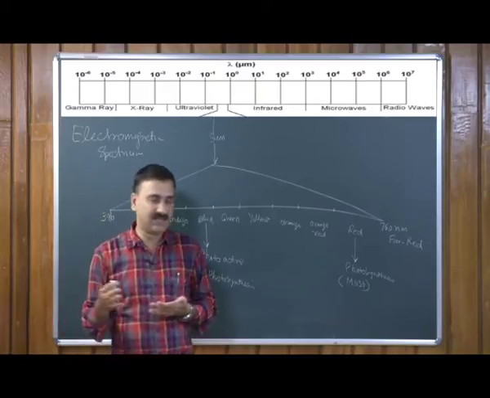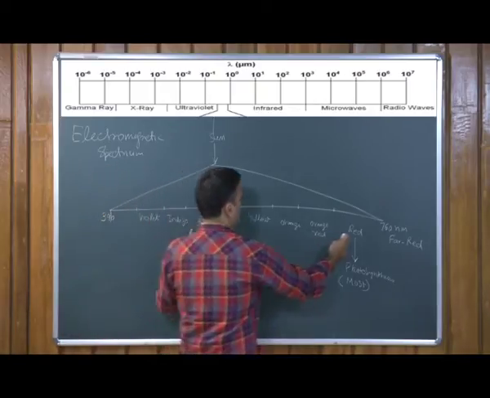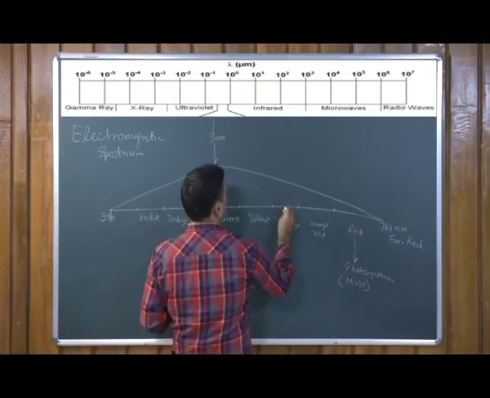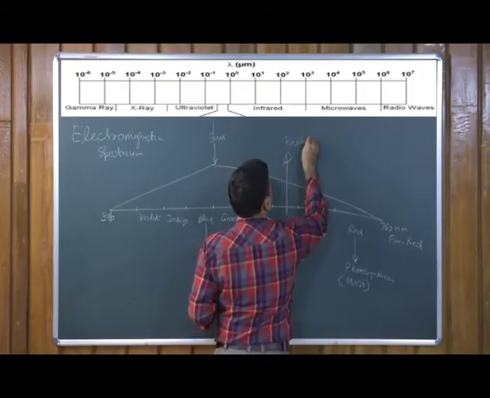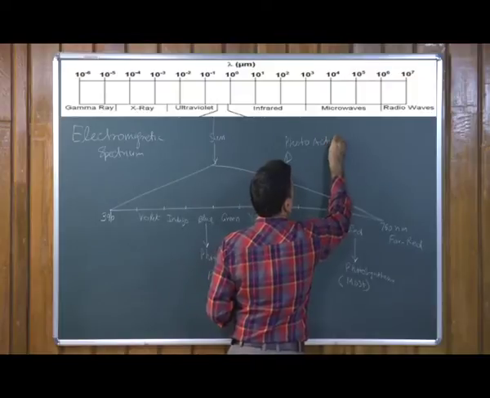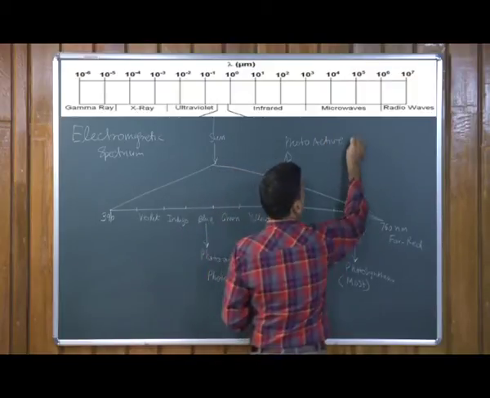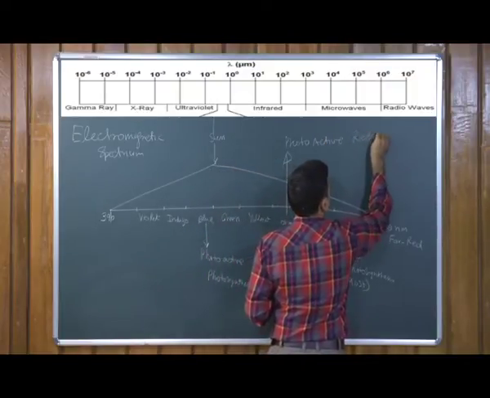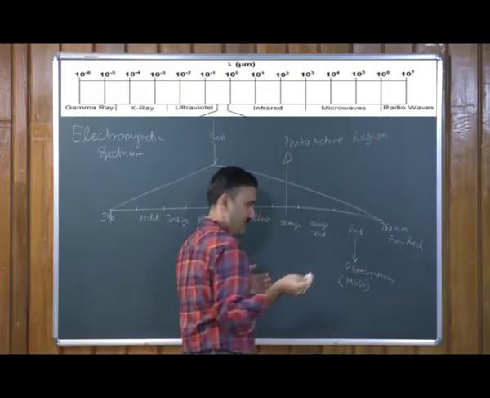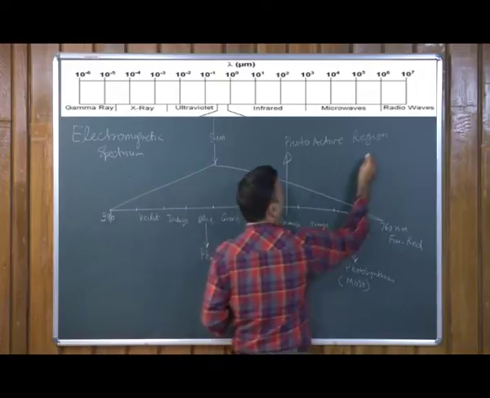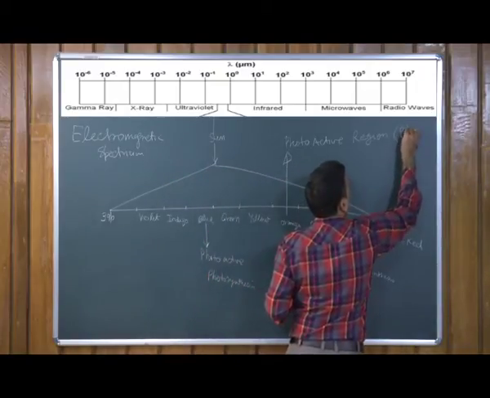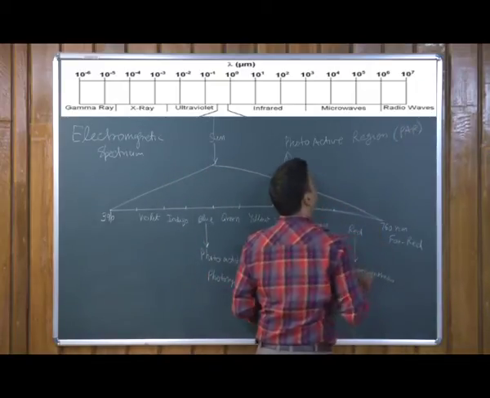goes into waste. And this region of blue to red is known as the photoactive region, because this is the region which participates in the photosynthetic activity, or PAR.